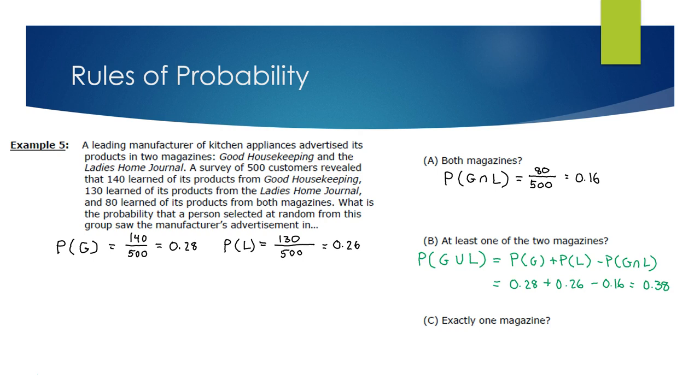So when I do the problem, at least one of the 2 magazines means that I'm looking for the probability of having either a member of group G or a member of group L. And I'm going to use the addition formula for the probability of a union, and that's going to be the probability of G plus the probability of L minus the probability of both. So as you can see there, I worked it out and got 0.38.